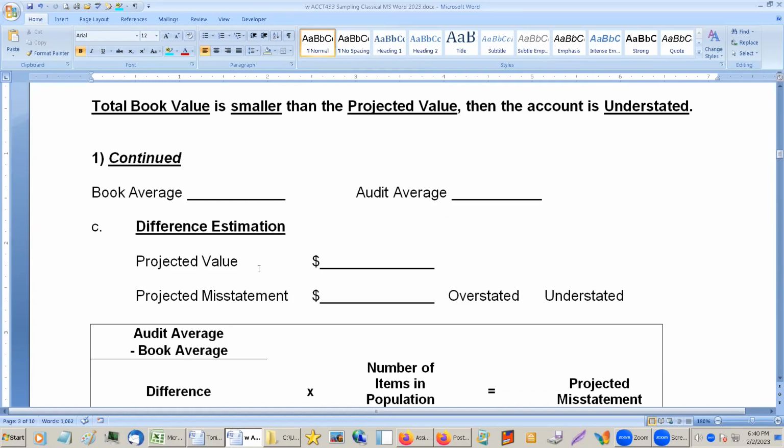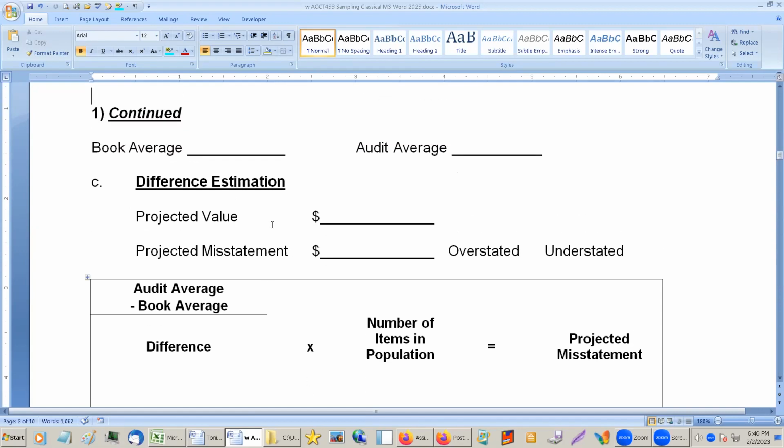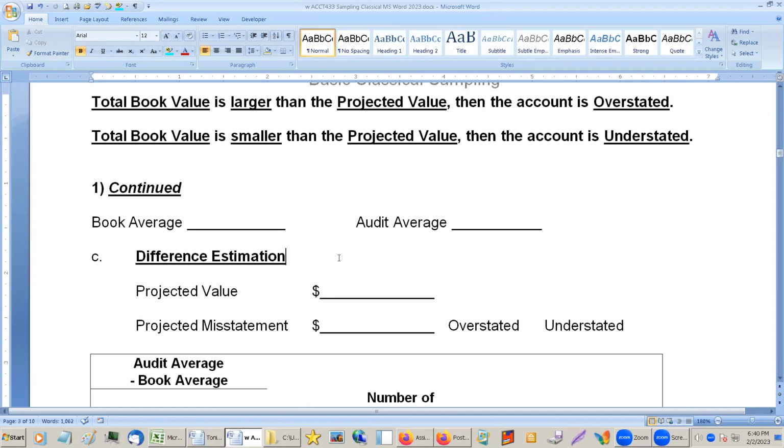Difference estimation is that everything is off by the same amount. Usually, if something is misstated, it doesn't matter the size of the account, a $50 account or a $50,000 account, any error will be about the same amount. So it's sort of just the opposite of the ratio one. The ratio one says, okay, big account, a $50,000 account could be off by $500. A $50 account probably isn't off by $50. But the difference estimation one says they're all off by the same amount.